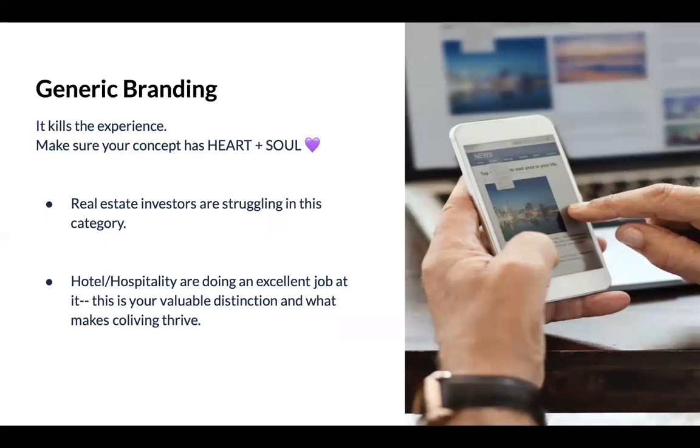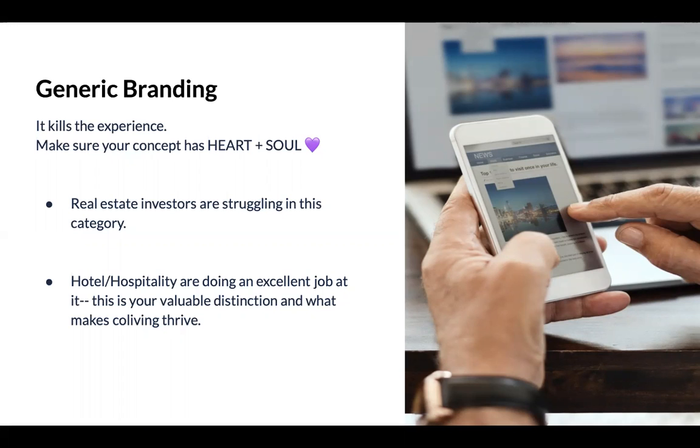Okay, here's another little pet peeve of mine. Who's really guilty of this? I hate to say it, but it's real estate developers and property managers that have been in the game for over 10, 20 years. They're using very generic branding, and I know some of you guys have already seen it. Stock photos, and then they say the word community, but you could just tell looking at the website.